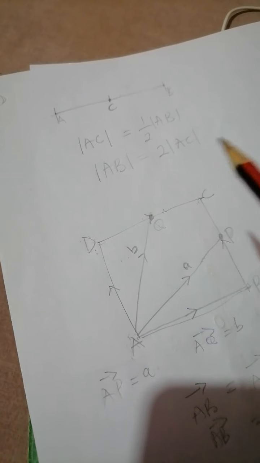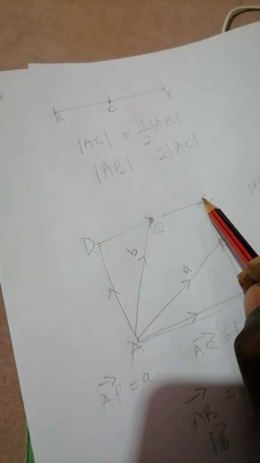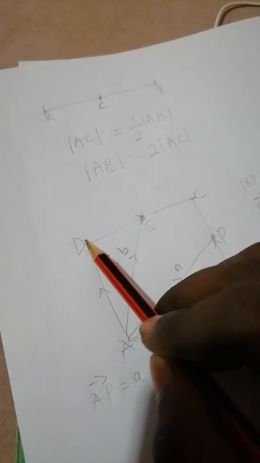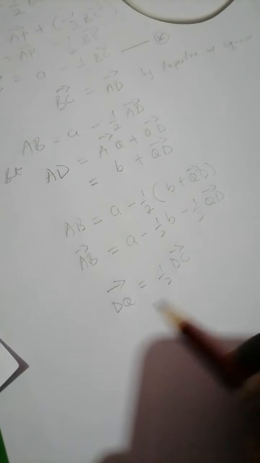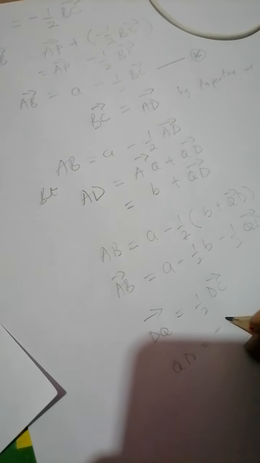So for instance, I know that DQ is half of DC, right? DQ is half of DC. Look at the direction. So I know that the vector DQ is equal to half of the vector DC, right? Okay, so now I have QD, but I don't have DQ. So I know that my QD is what? It's minus DQ. Just like the first one we did.